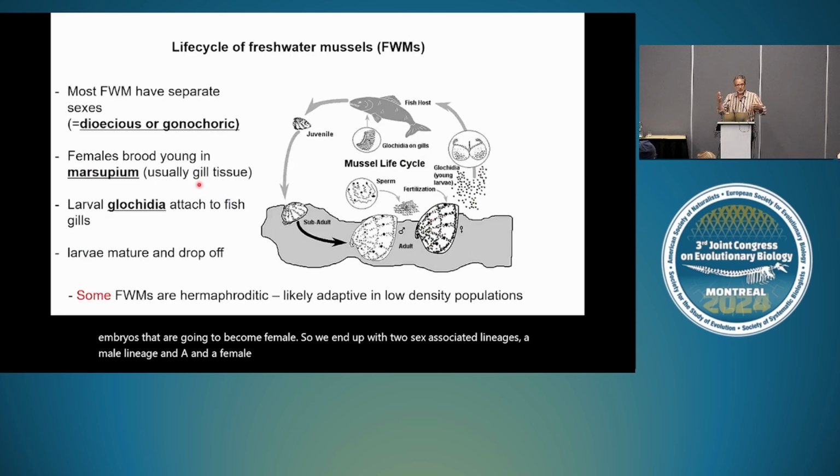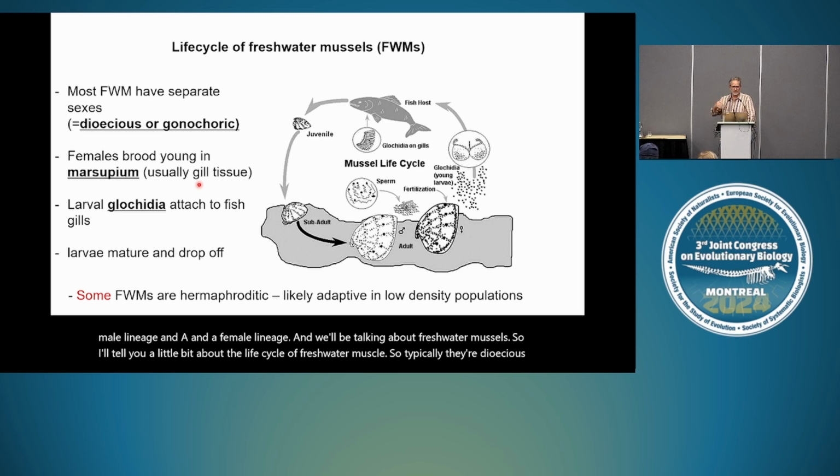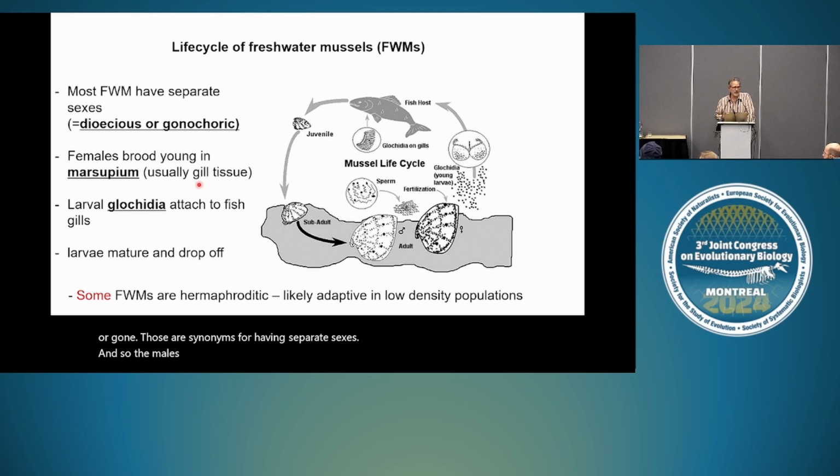I'm going to be talking about freshwater mussels, so I'll tell you a little bit about their life cycle. Typically they're dioecious or gonochoric, which are synonyms for having separate sexes. The males broadcast their sperm out into the water column. The females draw it in and fertilize their eggs.